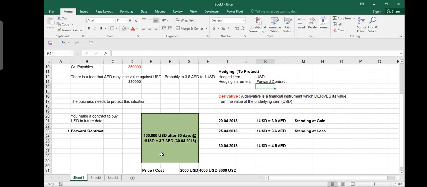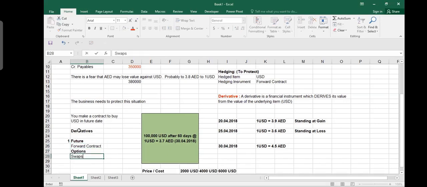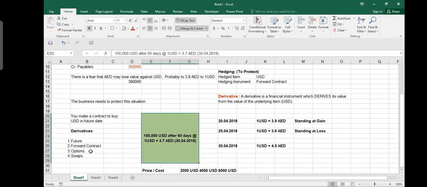Now, this is not the only example of derivative. So there are a few examples of derivatives. The first one, I would consider futures. The second one is the forward contract, which we just did. The third one is called options. And the fourth one is called swaps. So you've got 4 types of derivatives: forward, future, option, and swap. And the one which we did is a forward contract.